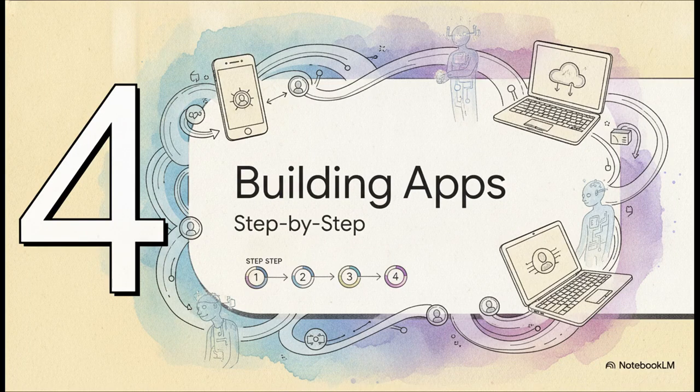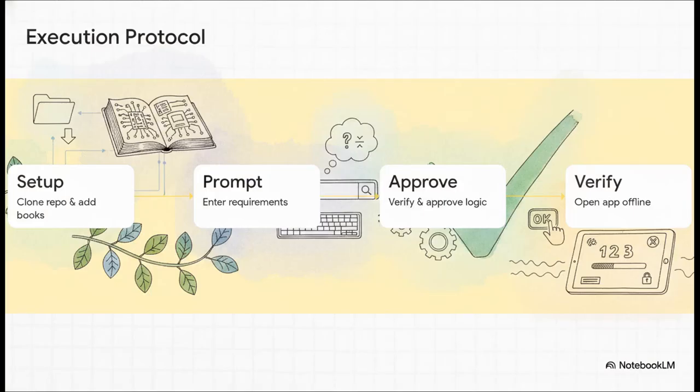Let's put this into practice with Part 4, Building Apps Step by Step. Let's look at what a day in the life of a user actually looks like, because it is insanely frictionless. First, you just clone the repository and drag and drop your textbook files right into the local folder. Second, you open up the Antigravity 2.0 app and type a simple prompt, like generate a division game for third graders. Third, you look over the visual preview the agents made for you and just click approve. And fourth, you open the final .html file offline in whatever browser you have. Just like that, teachers can generate rich, interactive educational games instantly.